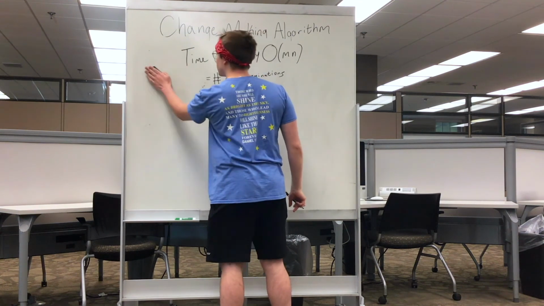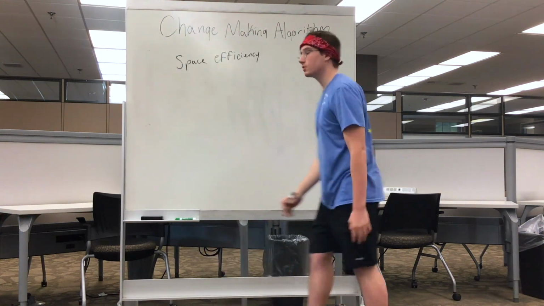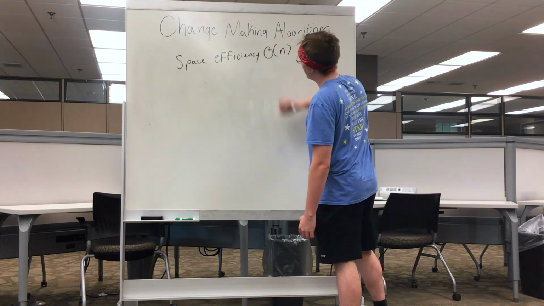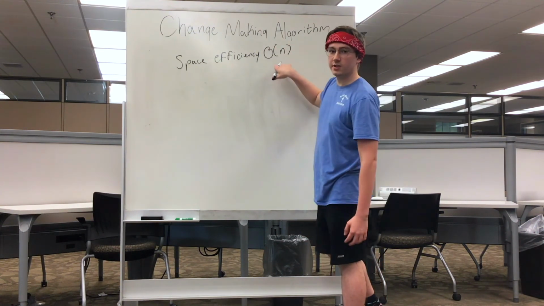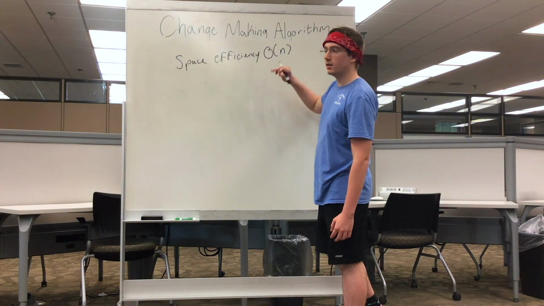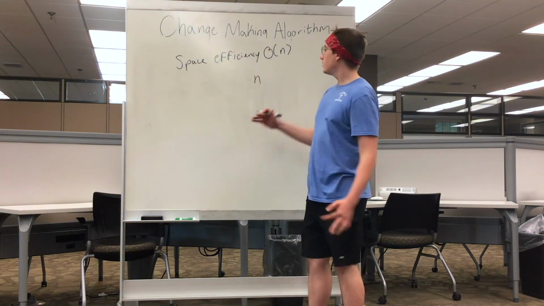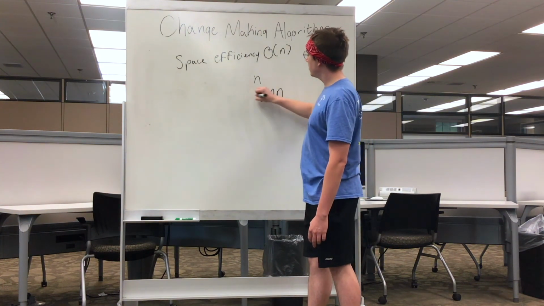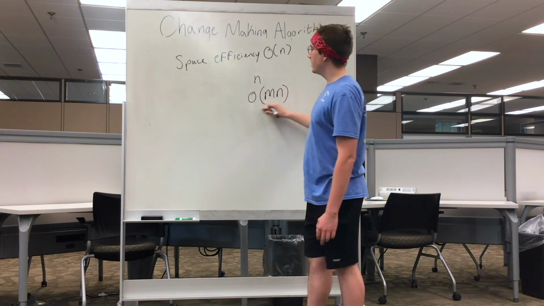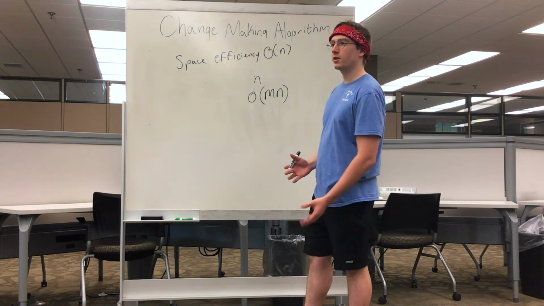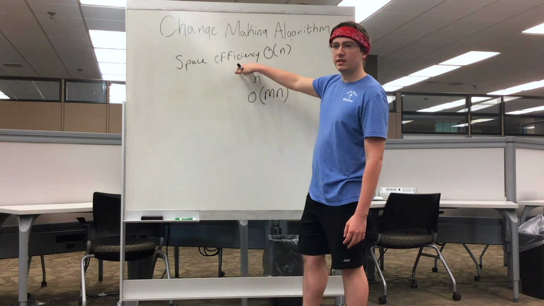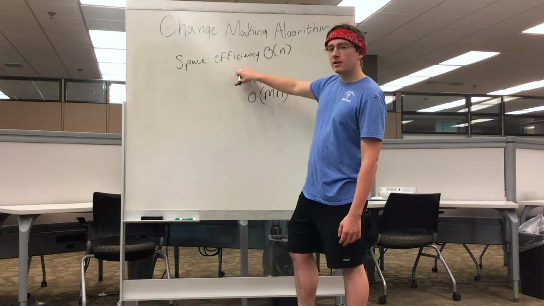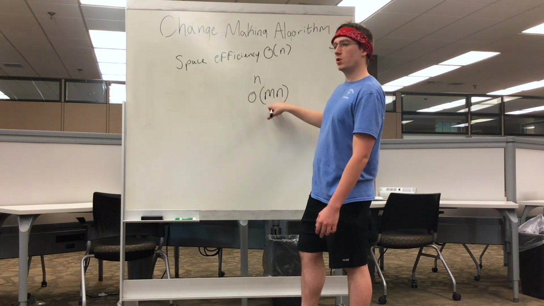Let's go ahead and talk about the space efficiency. So the space efficiency is just going to be big O of n. And n is because we had to create an array for the algorithm. So overall space efficiency is big O of n, and then our time efficiency is big O of mn. Overall, it's quicker. It takes a little bit more space than what we learned with the greedy algorithm in chapter 9. However, the time efficiency is much better.